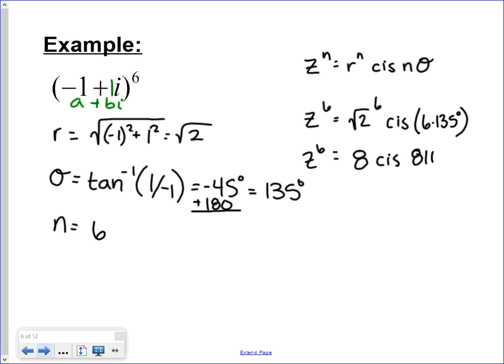810. Now, if you were leaving it in trig form, we would simplify that by getting a coterminal angle that's between 0 and 360. So 810, you're going to have to subtract 360, still too big. Subtract 360 again, so you're really subtracting 720. And you're going to come up with z to the 6 equals 8 cis 90.